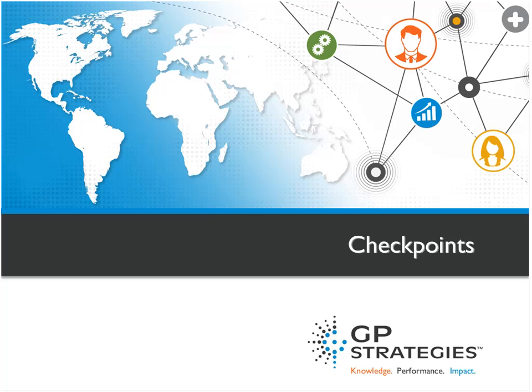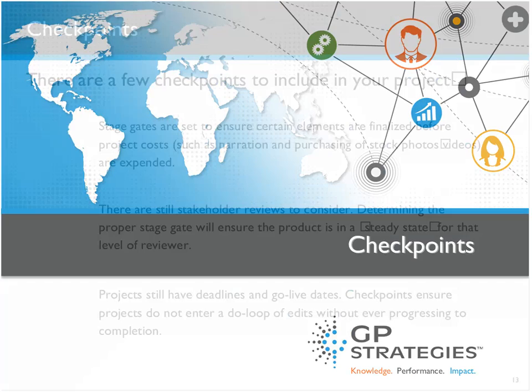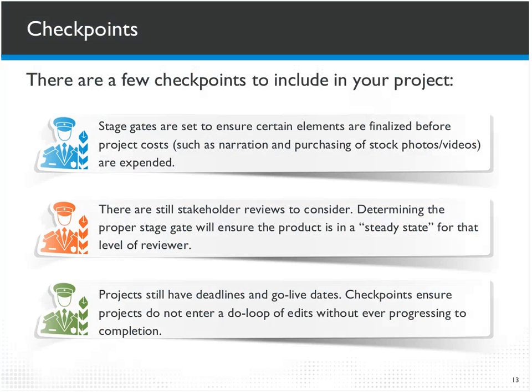Which leads me to my next point, and that's checkpoints. Much like we have the alpha, beta, final, there's a benefit to having that even if you're using the Agile methodology. So a couple of checkpoints to consider are stage gates. While we're not going to be as prescriptive about the deliverable changing from storyboard to alpha to beta to final, having those checkpoints before we do things like purchasing stock photos, purchasing stock video, recording professional narration where there's additional costs.